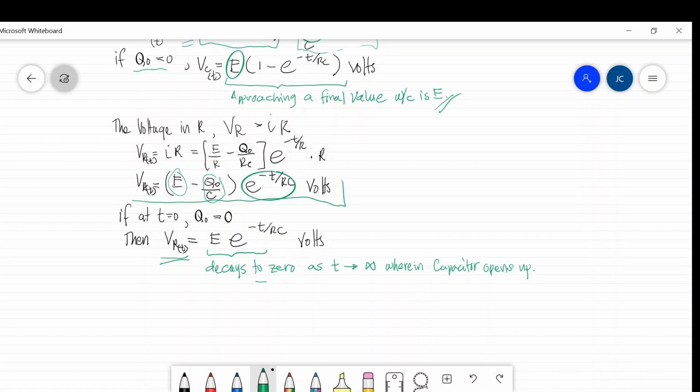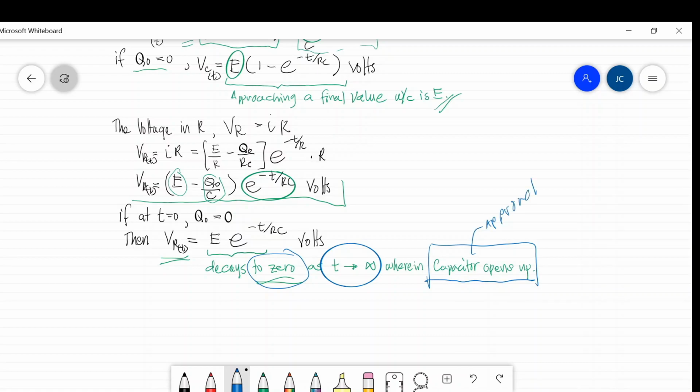It decays to zero as the time approaches infinity, and the voltage in R approaches zero while the capacitor's voltage approaches the supply voltage. So the voltage in R decreases while the voltage in the capacitor increases, approaching its final value.